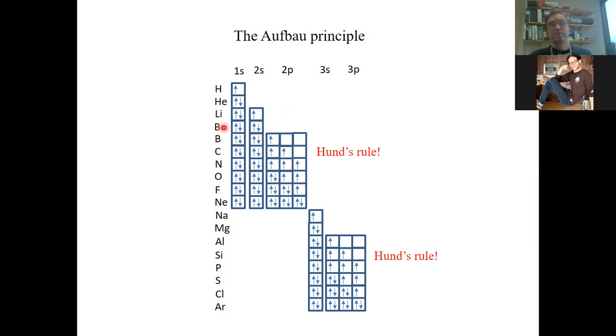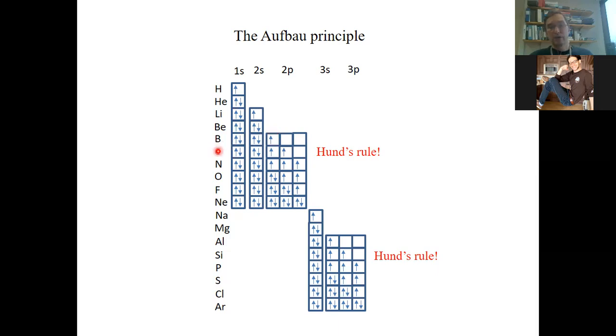Okay, then for beryllium, we have 1 more electron. Well, that electron would pair the third electron in the 2s orbital. So we will have a full 2s subshell. So as we go to the boron, we need to start a new subshell because of the Pauli principle. And the 5th electron would go into one of the 2p orbitals.